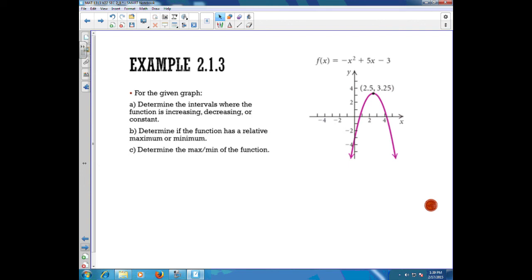So let's try this example. For this given graph, we want to determine the intervals where the function's increasing, decreasing, or constant. We're going to determine whether it has a relative maximum or minimum, and then we're going to determine the max or min of the function.